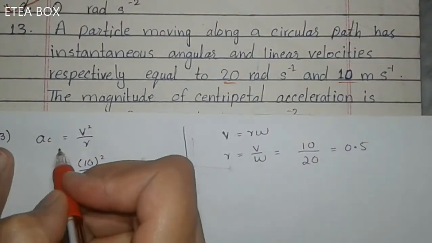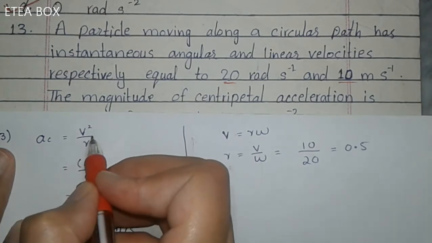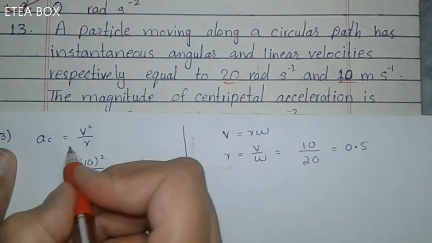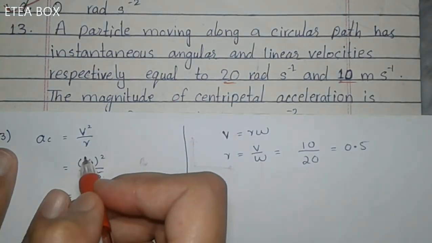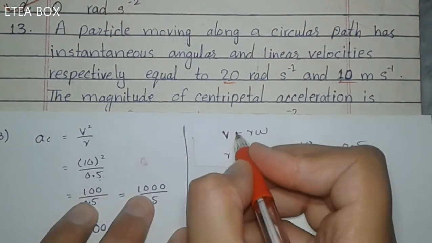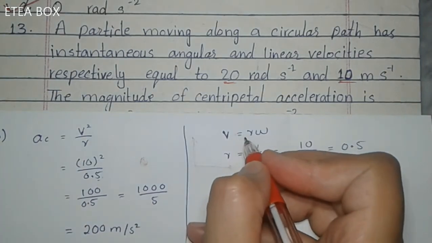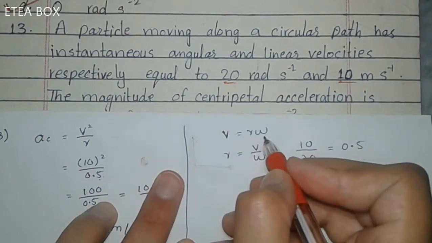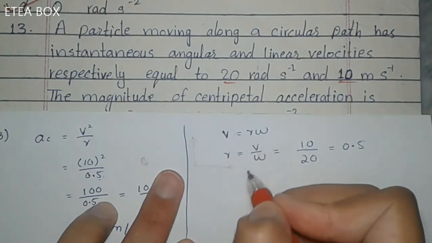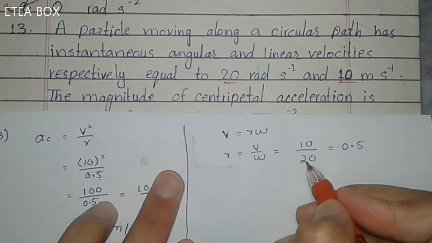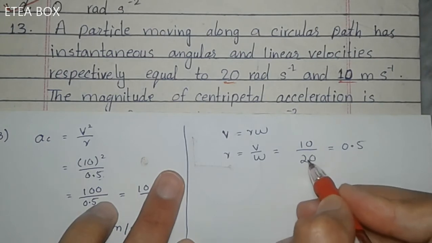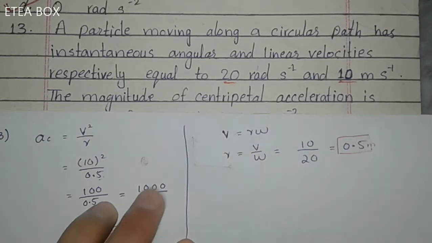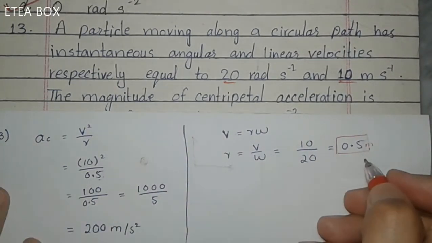Okay, here we know that centripetal acceleration is equal to v square divided by r. Here the linear velocity is given, it's 10 meter per second, but we have to find the radius. Now how will we find it? Like v, its linear velocity, is equal to r omega, radius into omega, meaning angular velocity. So r is equal to v divided by omega. Here the linear velocity is 10 and the angular velocity is 20. Okay, so we will get the radius as 0.5 meter.